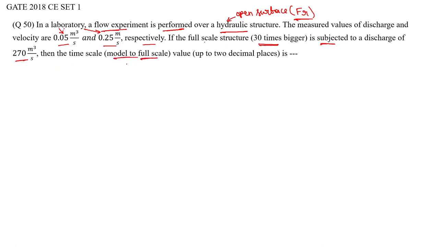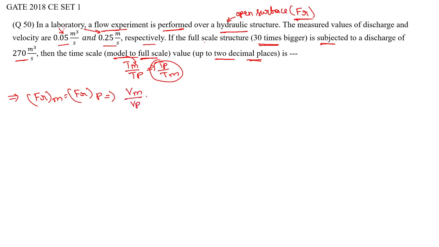it means Tm divided by Tp. Here always remember carefully that it is asked for model to full scale, not Tp by Tm. In a hurry we may put Tp by Tm, that is wrong. So you should always carefully see, and give the value up to 2 decimal places. Okay, from the previous example, we have seen that when the Froude number in the model and the Froude number in the prototype are equal, what is the condition we got? Vm by Vp is equal to the square root of Lm by Lp.